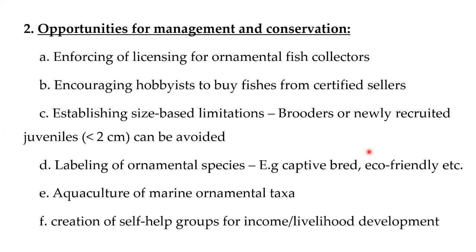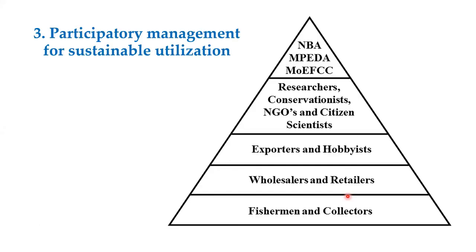We can also bring in labeling for ornamental species, especially during transportation or sales. We can label whether a fish is captive bred or whether eco-friendly collection methods have been adopted. We can also encourage the aquaculture of marine ornamental taxa. As I said, we have standardized protocols for clownfishes, damsels and ornamental shrimps on the Indian side. We can also create self-help groups, because it will bring lots of income as well as livelihood development for women entrepreneurs. And last but not least, there should always be a participatory approach for the sustainable utilization of resources as well as proper management.